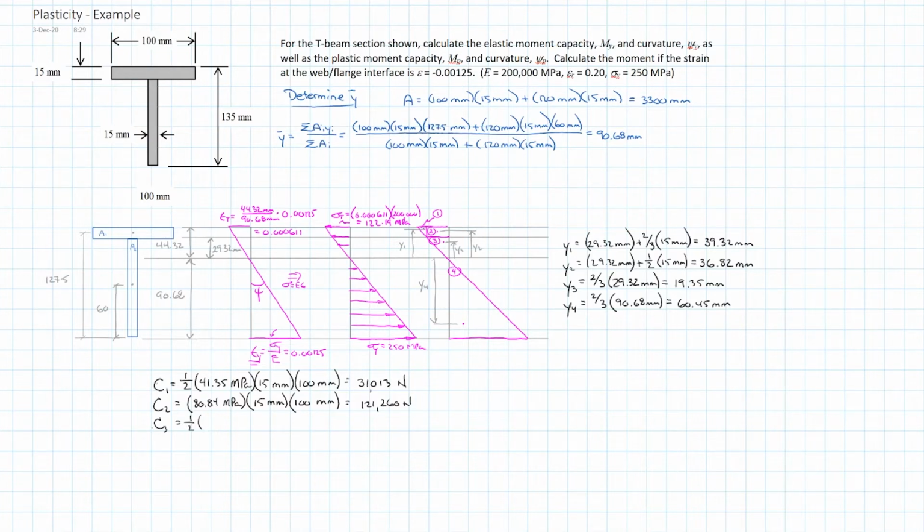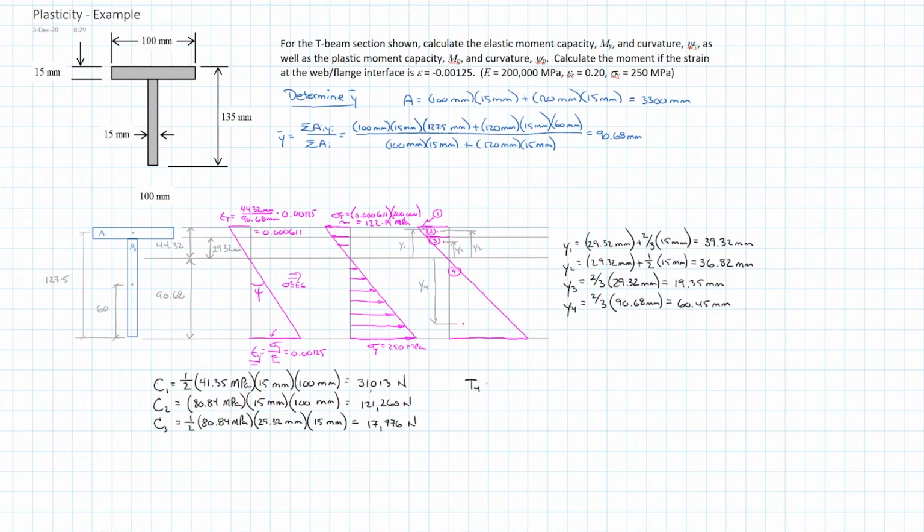And our final compressive component, or force component, which is the triangle 3. So a triangle be 1/2 the height, or its stress component, 8.84 megapascals. The height of the triangle over which it acts is the 29.32 millimeters, and the thickness of the component, which is the thickness of the web, which is 15 millimeters, and that's equal to 17,776 newtons.